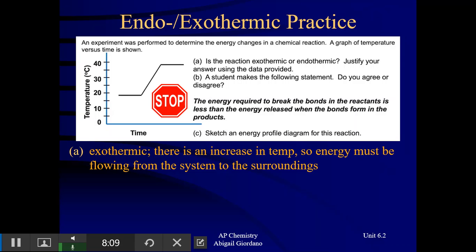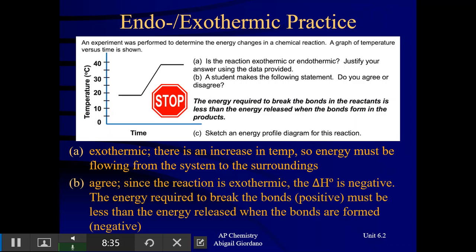Now letter B is a little bit tricky, and if you feel confused by my answer to letter B, don't worry, we're going to cover this in more detail in a later subunit within Unit 6. So the statement says the energy required to break the bonds in the reactants is less than the energy released when the bonds form in the products. And that is a true statement, okay? So let me read you what I've written here, and then I'm going to show you something.